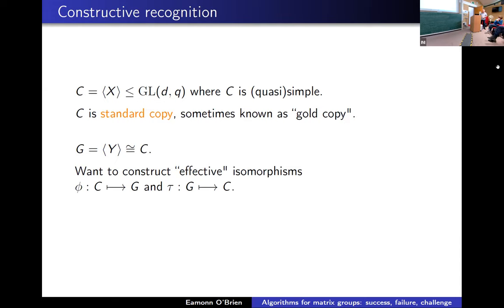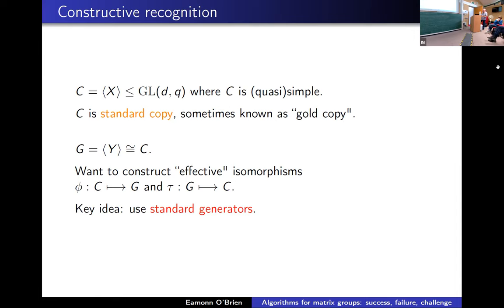We can have C under a known generating set. But here we've got something coming out of another algorithm, and now we want to work with that. What I want to do is construct effective isomorphisms between C and G and G and C. And I want to be able to go both ways, which is why I'm making a fuss about it, rather than simply assuming that one way would be enough.